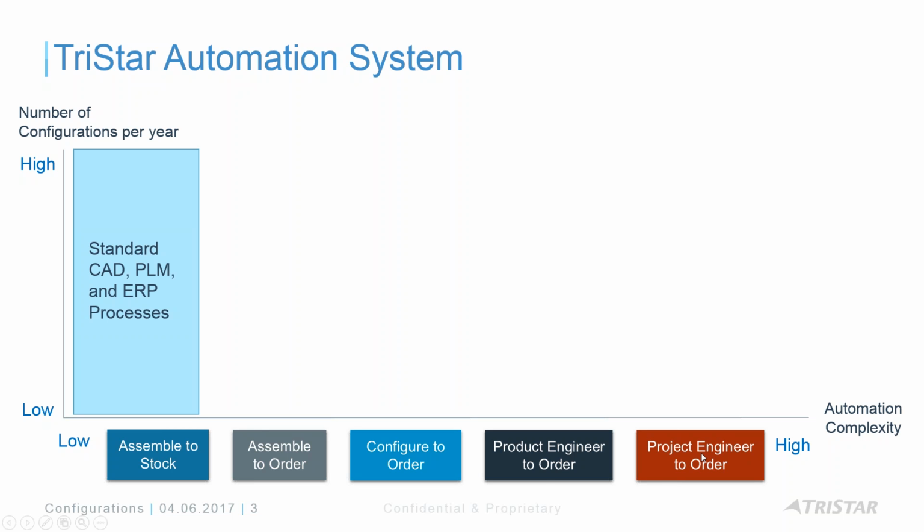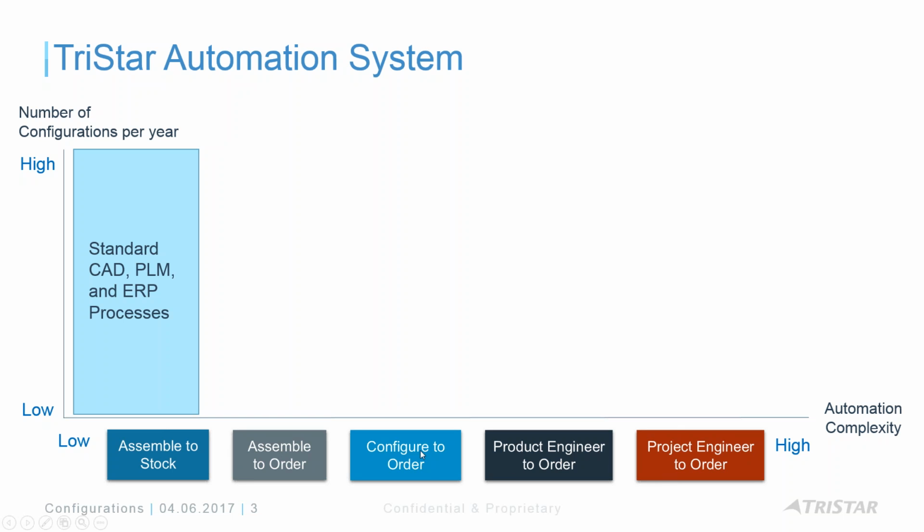But as you move over to the right in this horizontal graph to products that are assembled to order, like an automobile, where maybe all the options and choices are predefined so that we know they're all going to fit together, when a customer selects a series of options, it can move right to the manufacturing floor or the assembly line. Further on down the line, in what we call higher automation complexity, you get into configure to order, product engineer to order, and project engineer to order.